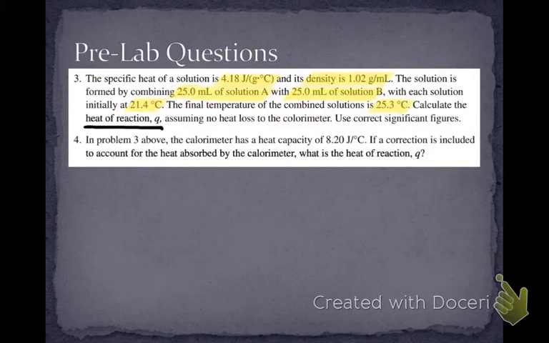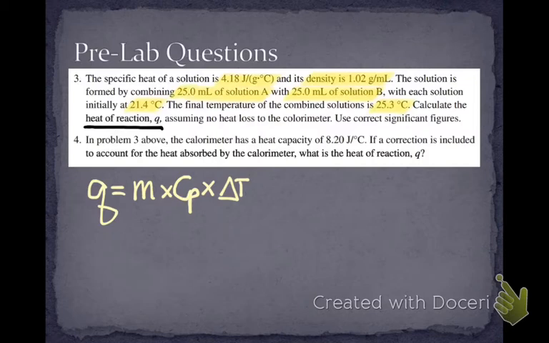So basically you're calculating Q, and if you remember, when we calculate Q, Q just equals the mass times the specific heat, and in this case the specific heat would be of water because our solutions are mostly water, and then we're going to multiply it by delta T. And we have most of that information.